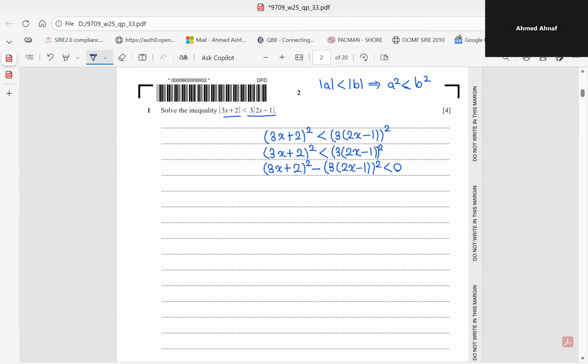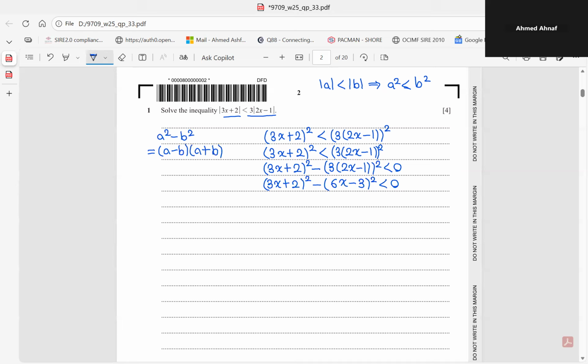minus 3 times 2x minus 1, whole thing squared, less than 0. Okay, so let's just expand everything inside this bracket. We'd have 3x plus 2 squared minus 3 times 2x, that's 6x, 3 times negative 1, that is negative 3, whole thing squared less than 0. Now you should realize that this is actually in the form of a squared minus b squared. And what do we do when you have something like this? Well, we can factor it into a minus b times a plus b. So that's what we're going to do here.